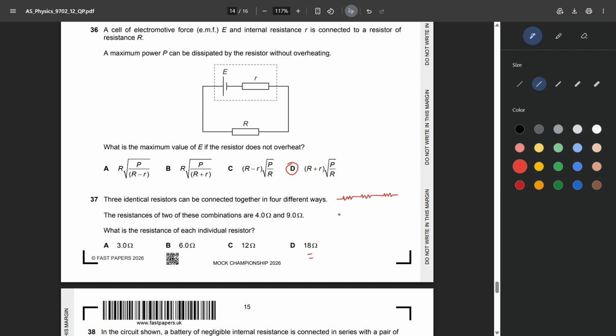this, all three resistors connected in series, all of them connected in parallel, two of them connected in parallel and one of them in series, and two of them in series with one in parallel. These are the four combinations, four different ways the resistors can be connected. Okay, so now let's make a table.